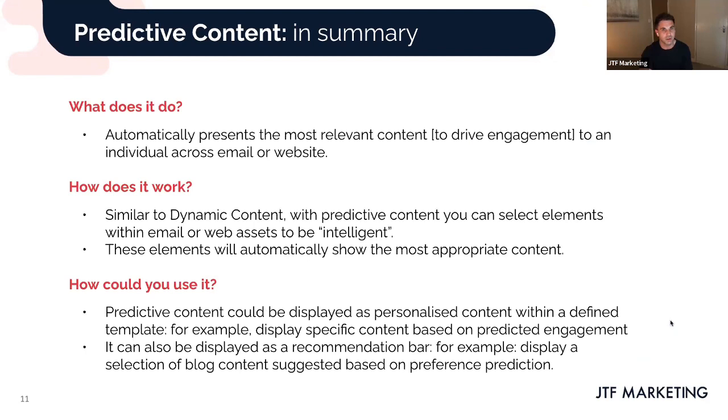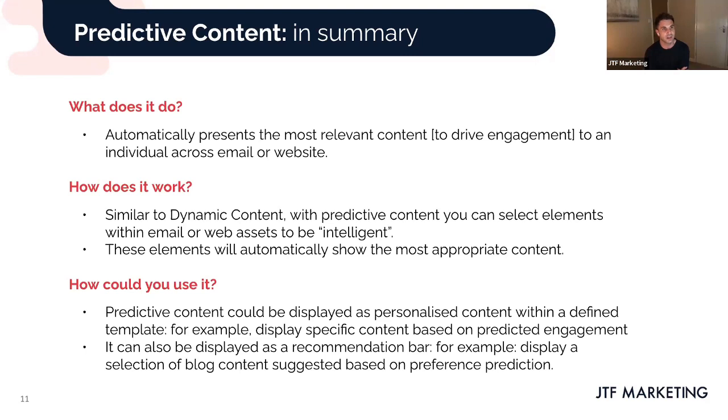When we think about predictive content, and one we just talked about just now, in summary, essentially what it does is it allows you to present the most relevant content in order to drive engagement to those individuals across your email or your website. When we think about how it works, it is very similar to dynamic content, but with predictive content, you can allow certain elements within email or assets to be intelligent.